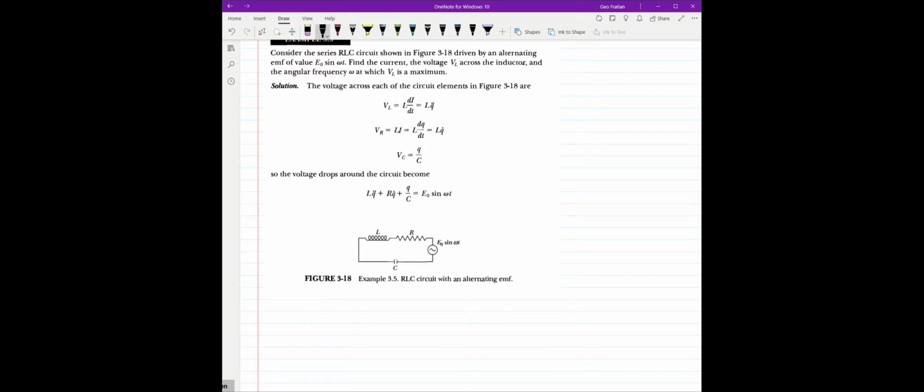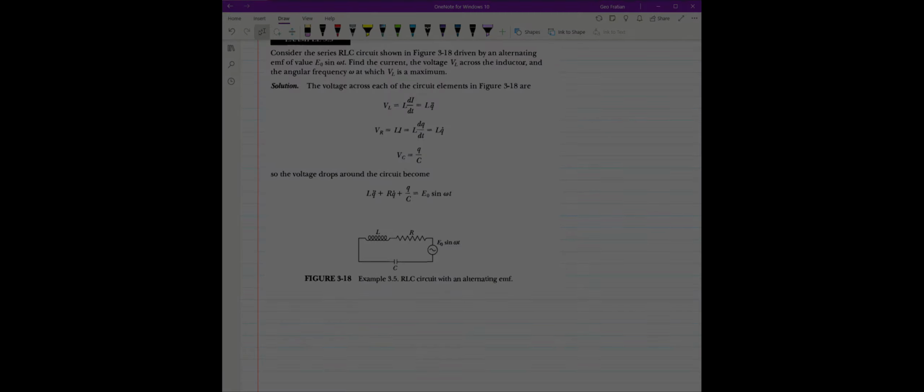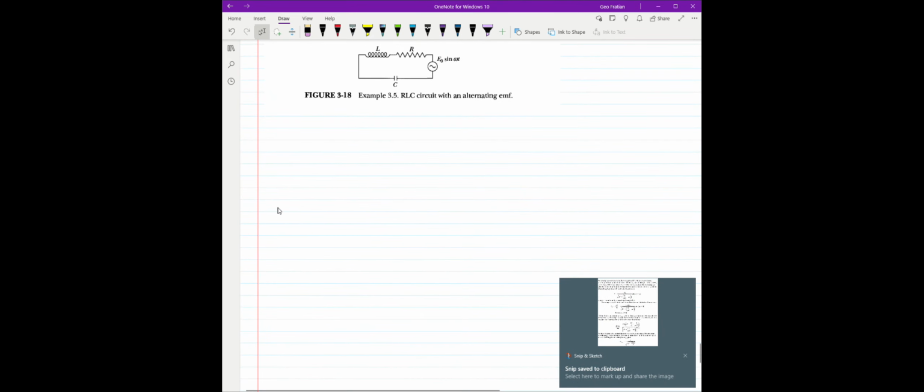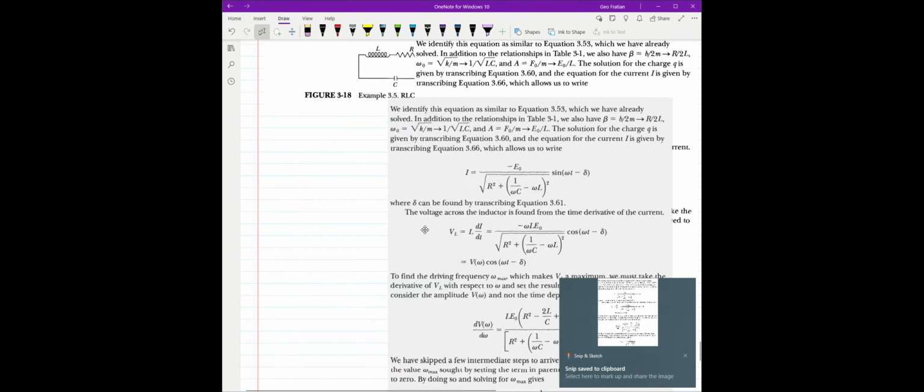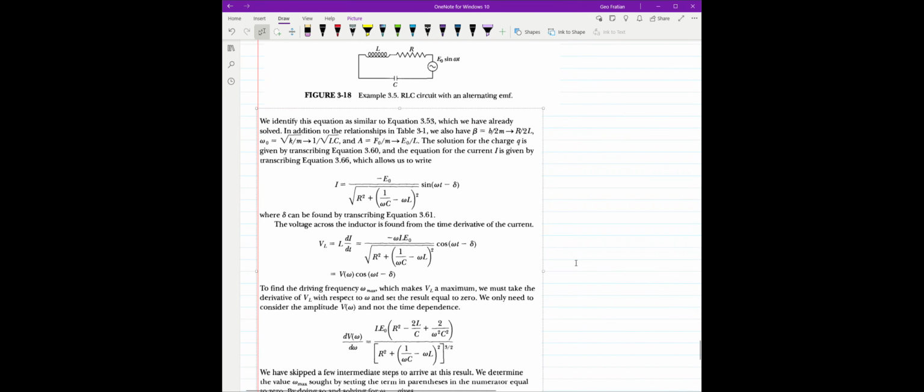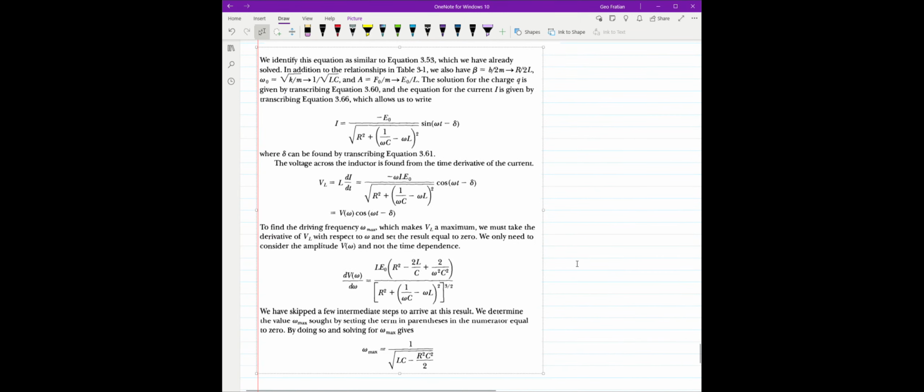In other words, it's the same problem we just did before. So let me just screenshot, honestly, the page. I wonder if I'll get copyrighted for this. I'm not making money off this, but anyways. Okay. Again, beta is b over 2m, which goes to R over 2L, right? Because we're just pattern matching. Beta, R, M, L.